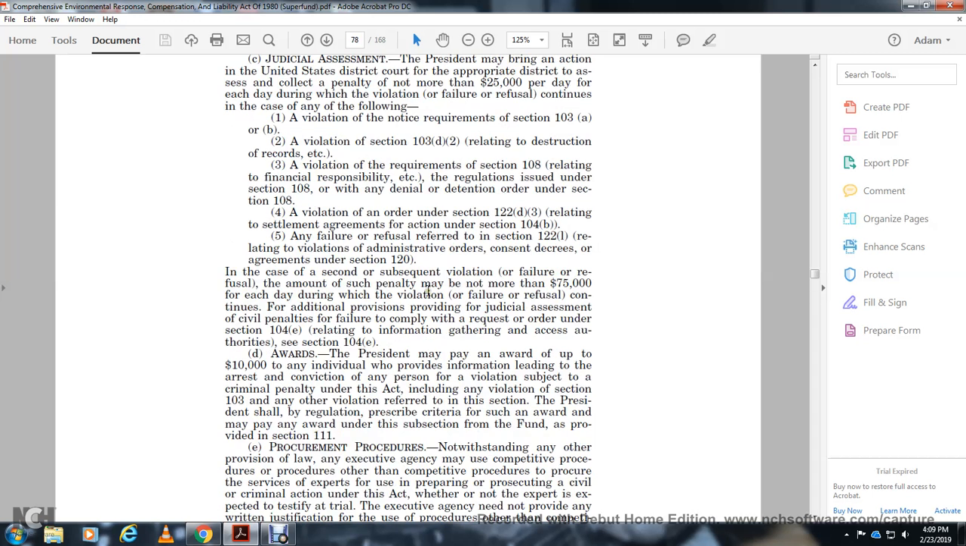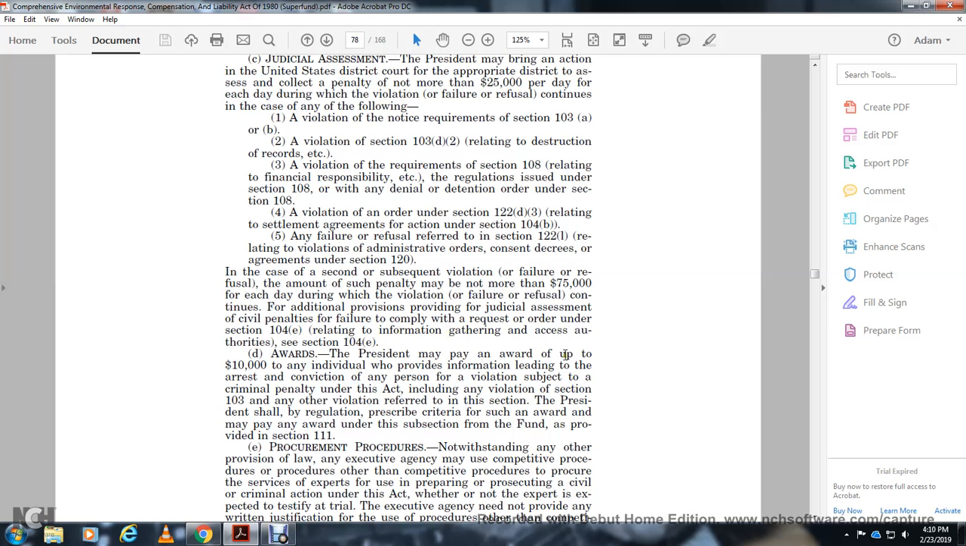In the case of a second or subsequent violation, the amount of such penalty is not more than $75,000 for each day during the violation period, and the refusal continues with the additional assessment of the civil penalty for failure to comply with a request or order under section 104(e), relating to information gathering and access authority.